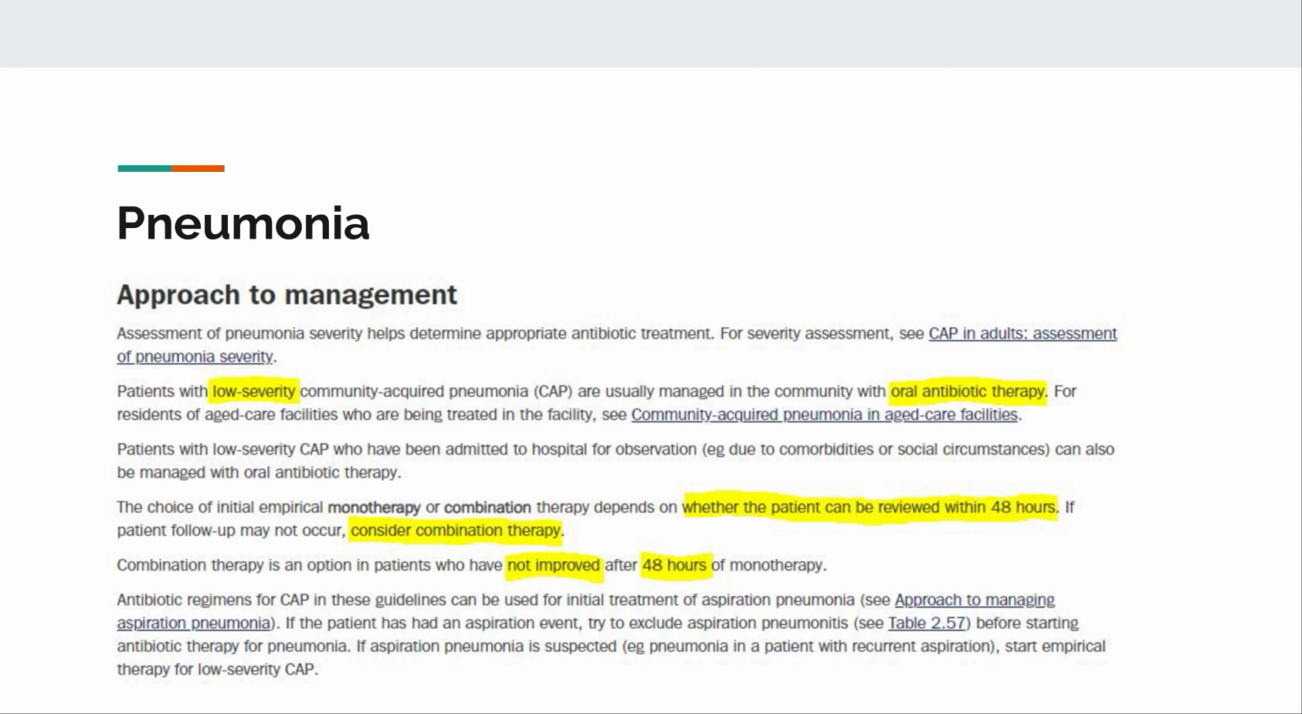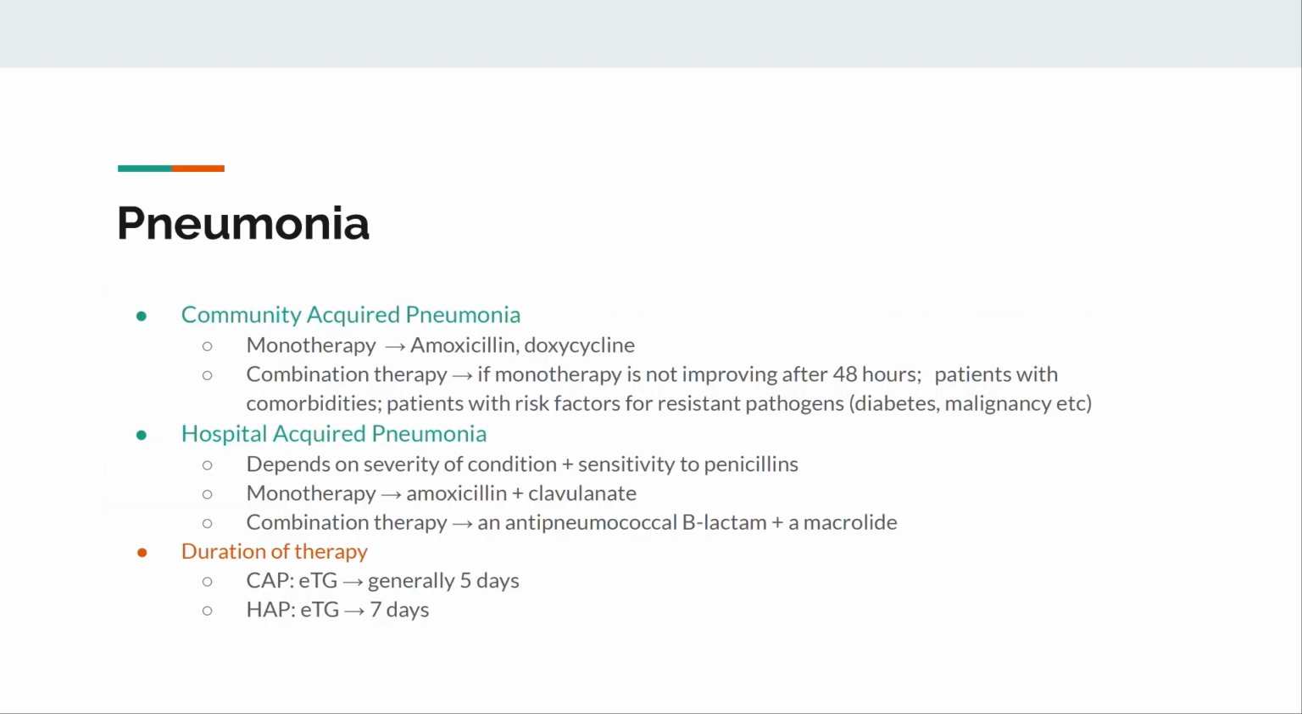Or if they've been on a monotherapy and they haven't improved within the 48 hours, consider combination therapy. And so I've kind of just popped that there. The main difference between your community acquired and your hospital acquired is that with your monotherapy, you'd combine it with a beta-lactamase inhibitor, and then your combination therapy has both an anti-pneumococcal beta-lactam and a macrolide.